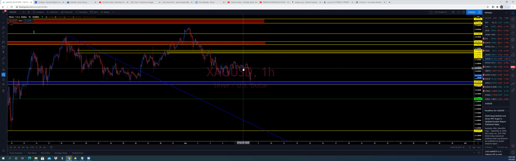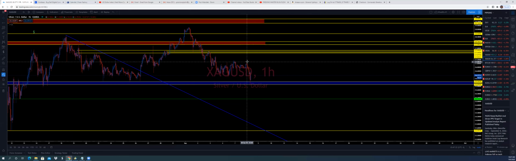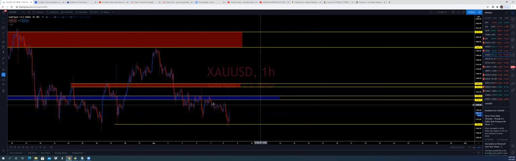20-hour candle. You see the pullback and the drop. And so that was a good sale. The sale played out. Same thing with gold.